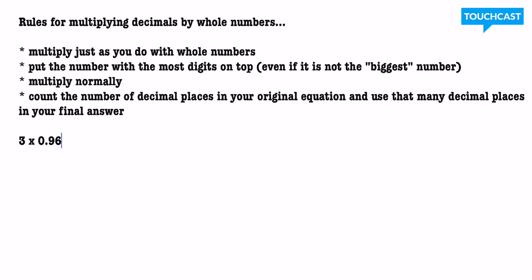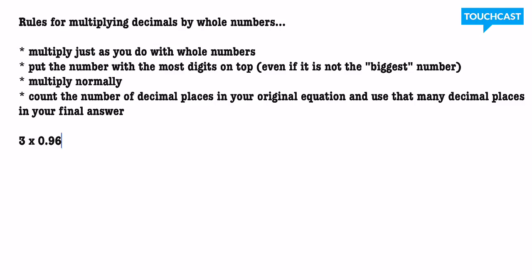So there are a few basic rules when we're multiplying decimals by whole numbers. The biggest rule is that you basically multiply the same way you do when you multiply with whole numbers. That includes putting the number with the most digits on the top of the equation, even if it's not technically the largest number, but if it's the number with the most digits, place that on top. Then you multiply normally. Now, the only difference is when you get to your final answer, you're going to count the number of decimal places in your original equation and use that many decimal places in your final answer.